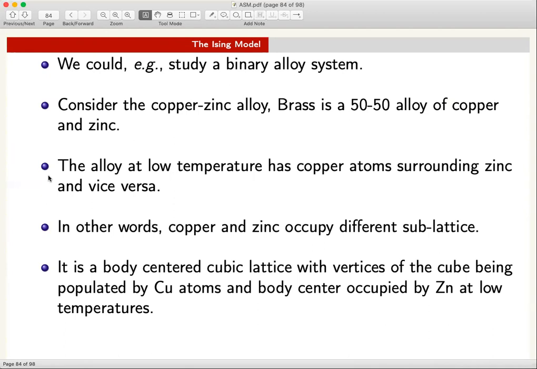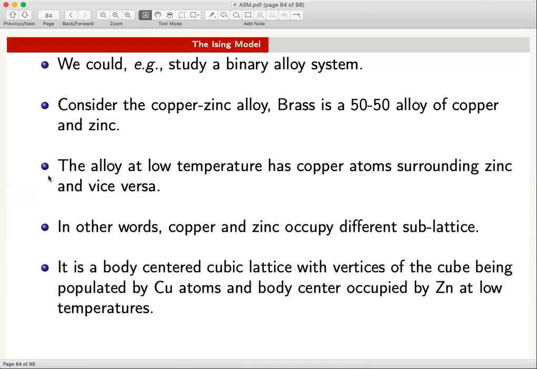Whether you look at copper lattice with zinc sitting at the body center sites, or zinc lattice with copper sitting at the body center sites, they would be equivalent. In other words, the copper and zinc system inside the brass can be thought of as two different sublattices. There are two cubic lattices pushed into each other in such a way that with respect to one cubic lattice, the other cubic lattice is occupying the body center point of every cube. That is the kind of structure the brass has.